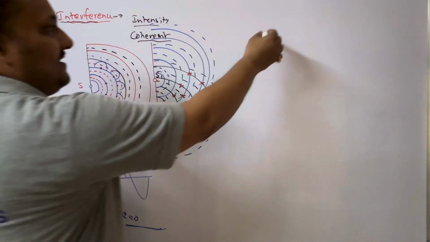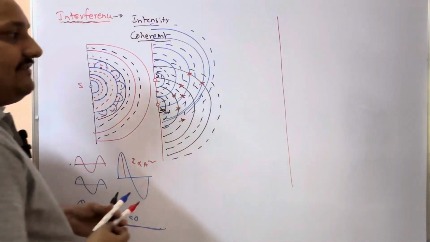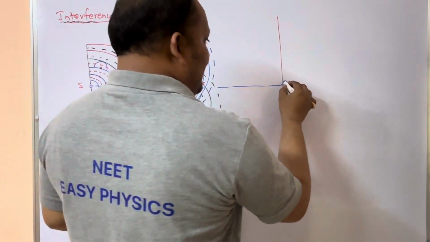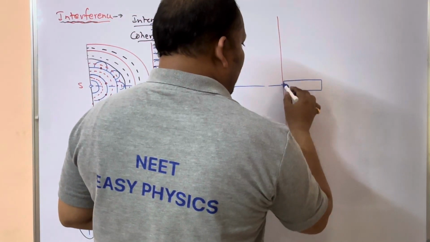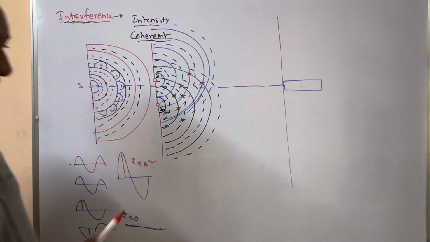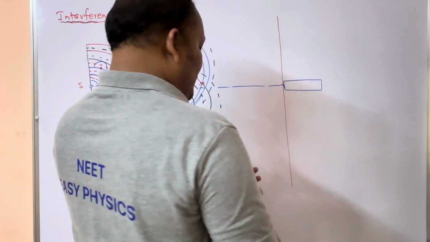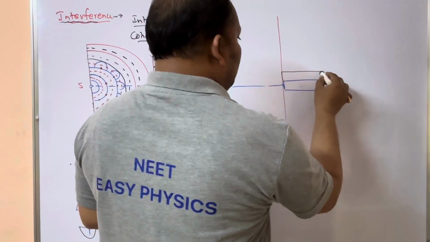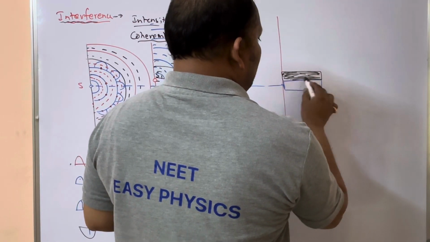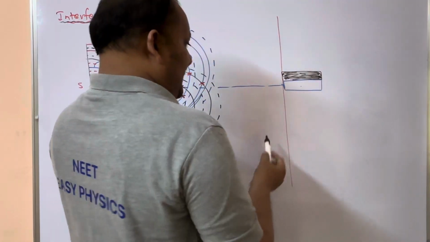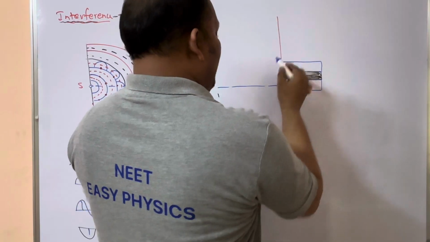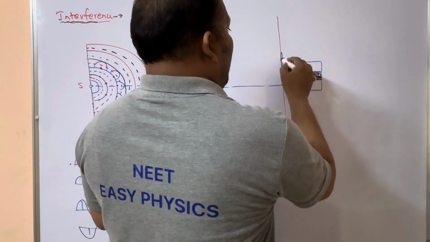Where crest and crest are meeting on the screen, it will be visible like this. This one we call the central bright band. Central bright band means more intensity of light is coming here. It is bright. Next, you are going to get a dark band. Dark band means the intensity is going to become 0. Next, again you will get a bright band, and again a dark band.